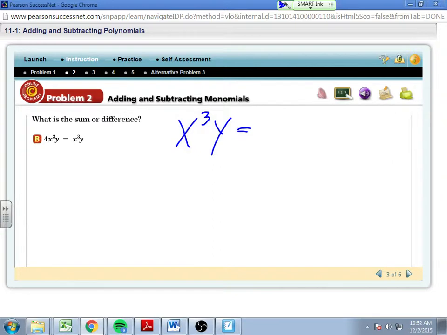You can kind of think of x cubed y. We could call that some new variable z. So this is really 4z minus z. How many z's do you end up with? 3. So we really end up with 3x cubed y.